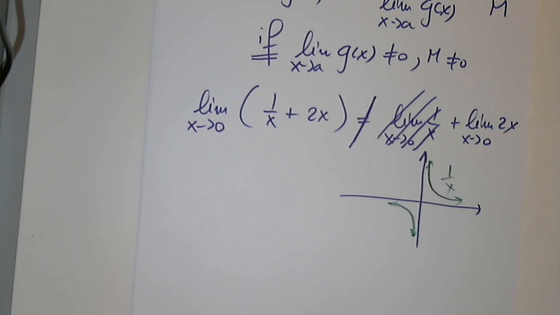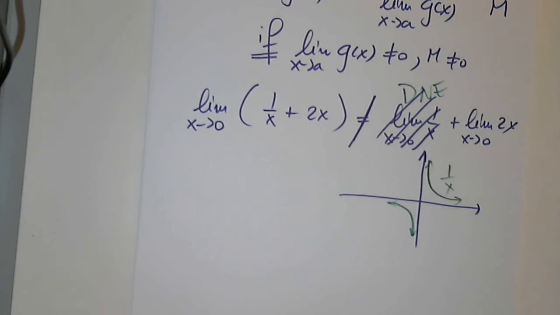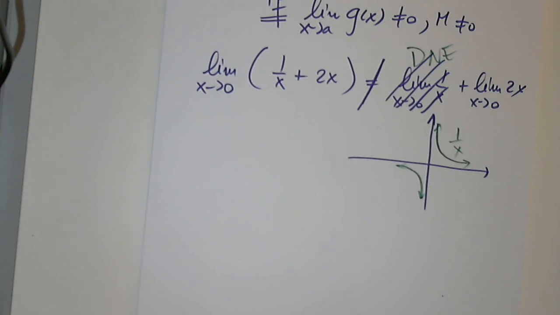So what do you say about the limit of 1 over x as x approaches 0 from either side? DNE. So this is DNE indeed. So we cannot use the limit law. We may be able to do something else, which I'll show you later, but not use the limit law. Excellent. Moving on. Questions? Remember the conditions.